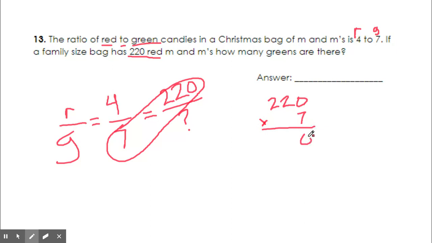Seven times 0, 0. 7 times 2 is 14. Carry my 1. 7 times 2 is 14, plus 1 is 15. All right, so I'll get 1,540, and I'm going to divide that by 4. So 1,540 divided by 4.